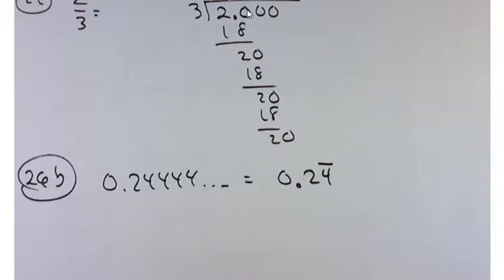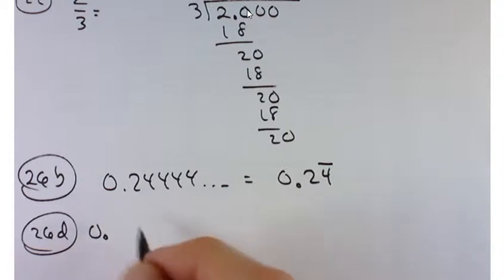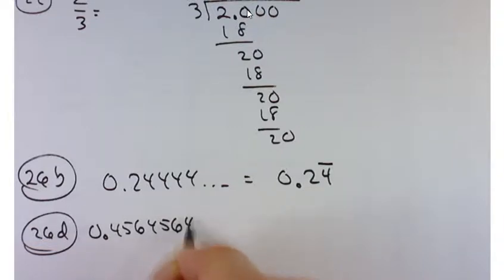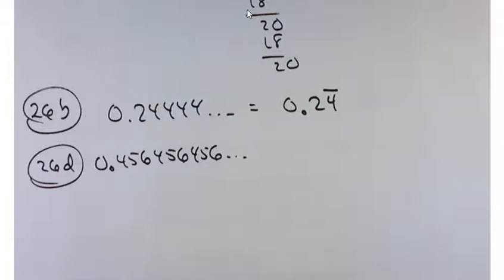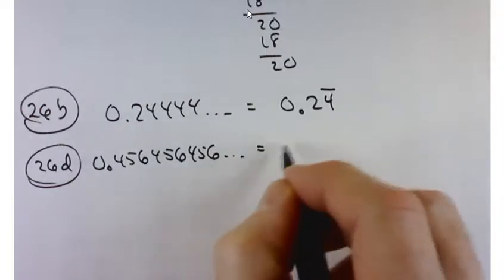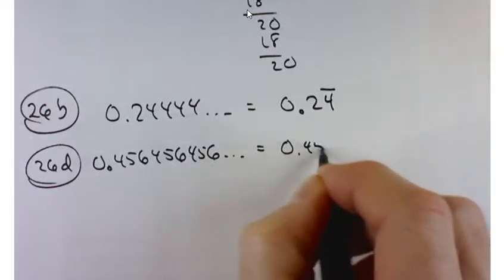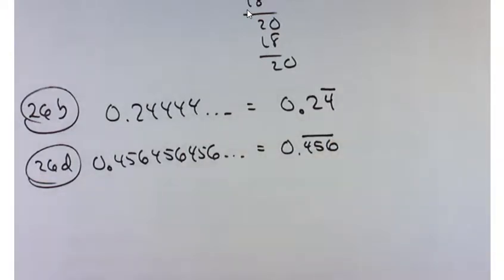And let's do one last one. Part D. 0.456, 456, 456, etc. Try and write that one using that bar notation. Yeah, there's going to be 3 characters underneath that bar because the whole pattern 4, 5, 6 repeats itself.